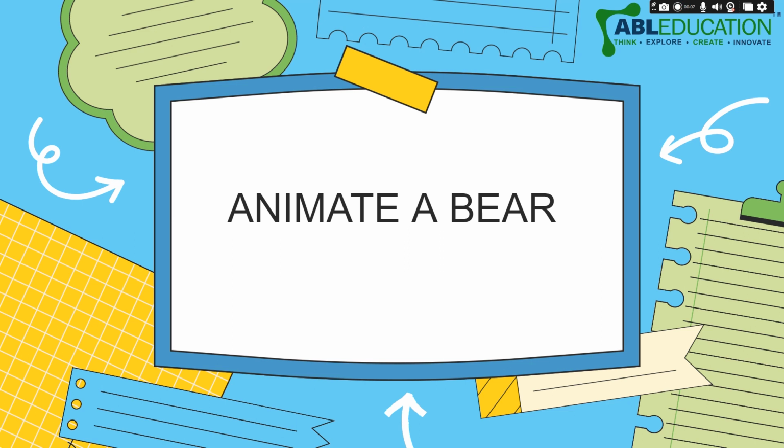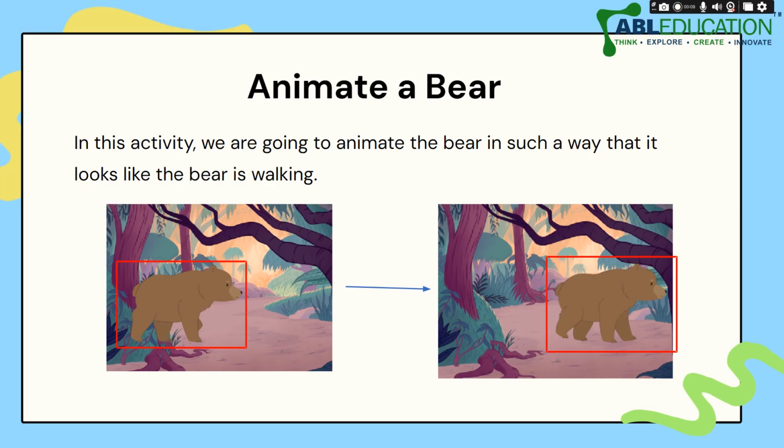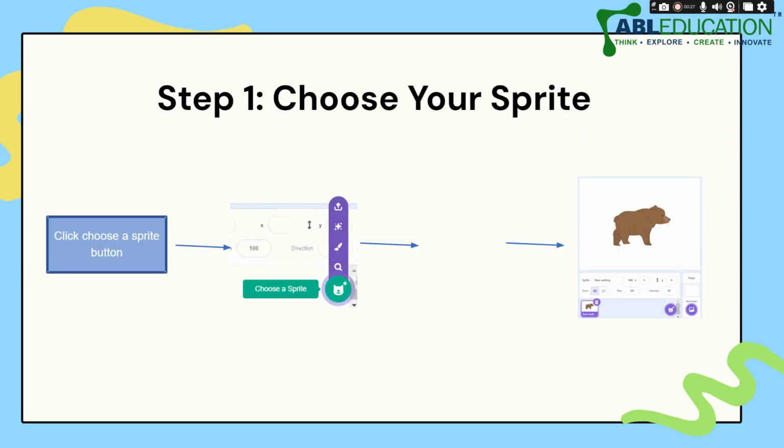Today we are going to learn how to animate a bear. Before this, you also learned how to animate a bat by using different costumes, waiting for 0.1 second and then changing the costume, if you have been following this series. Today we are going to talk about animating a bear. It is pretty simple. You just have to choose a sprite, and last time it was a bat and now it should be a bear.